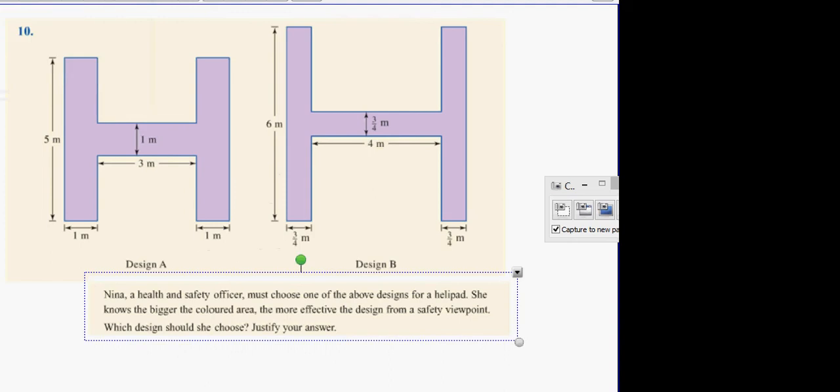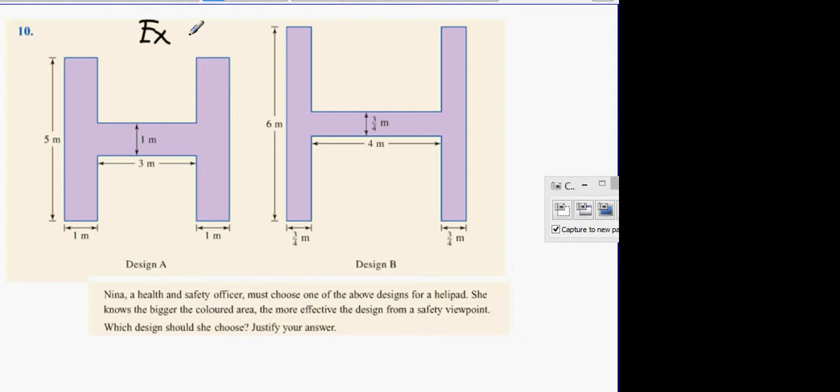So what exercise is this, guys? 17.3. Alright, this is exercise 17.3, question 10, okay? So what we have is two helipad shapes here, and we have to figure out: Nina, a health and safety officer, must choose one of the above designs for a helipad. She knows the bigger the covered area, the more effective the design from a safety viewpoint. Which design should you choose, just for your answer?